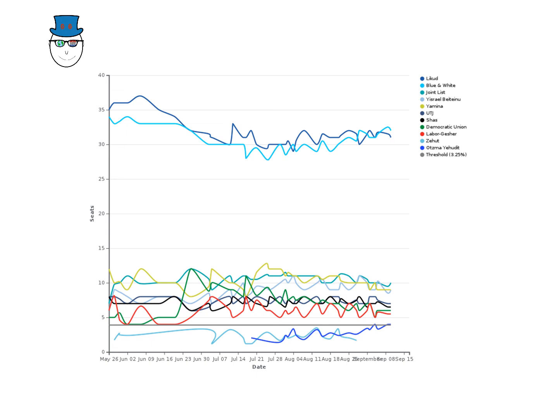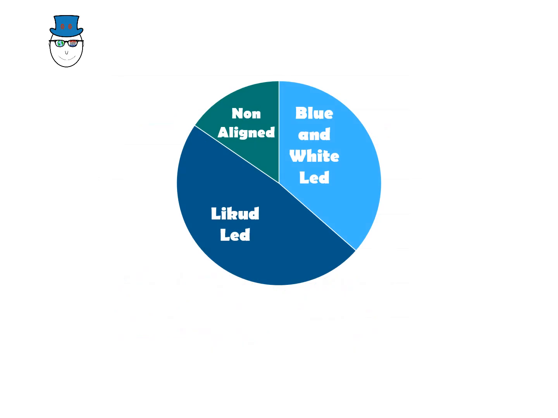Likud and Blue and White are in a close race for the largest party, both hovering around the low to mid-30s. Every other party is in the mid to high single digits, polling between 4 and 10 seats. The parties supporting Likud to lead a coalition, namely Likud itself, Shas, UTJ, Yamina, and Otzma, are polling at a combined 57 to 58 seats. While the parties supporting a Blue and White coalition, namely Blue and White itself, Labor Gesher, and the Democratic Union, are polling at a combined 43 to 45 seats.